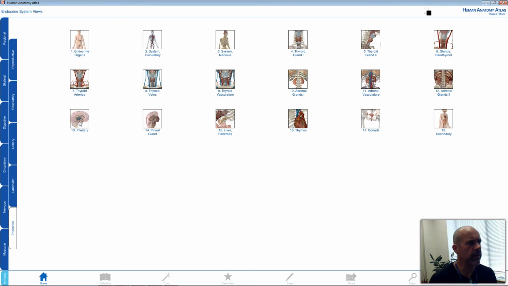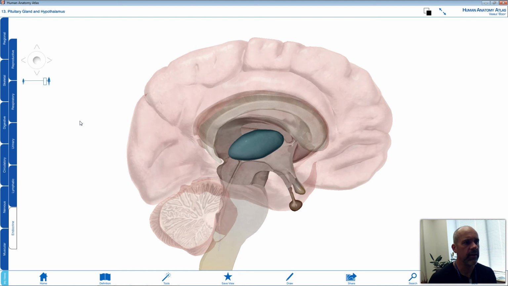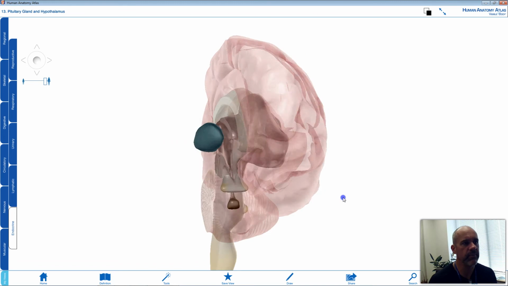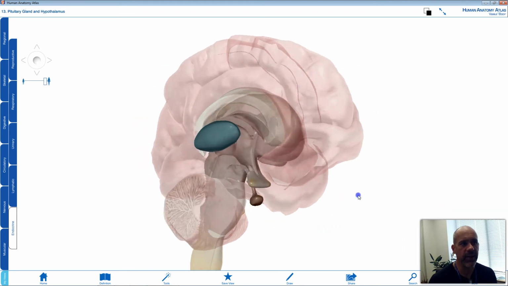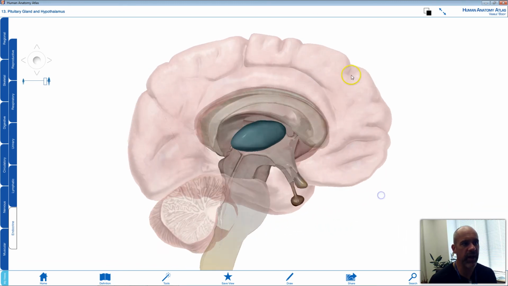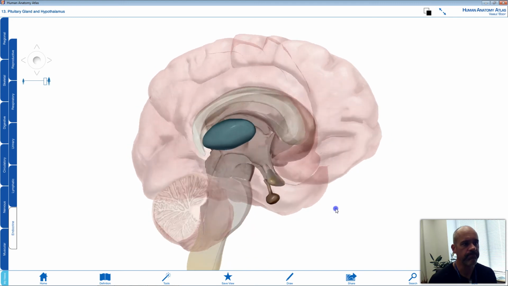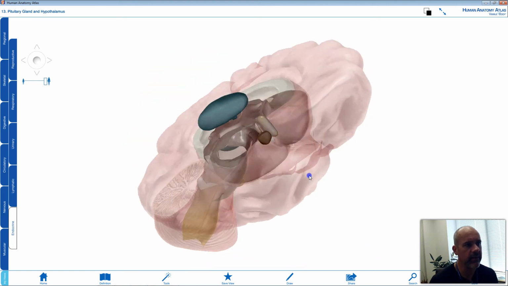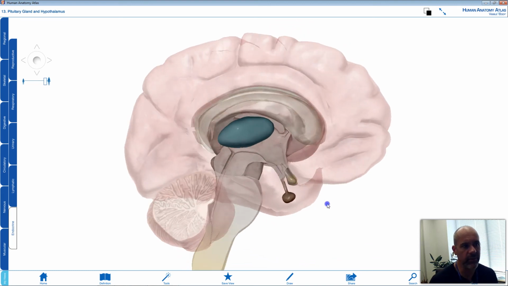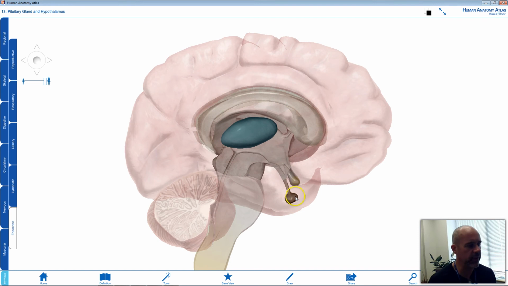All right, so let's take a look at the pituitary gland and the hypothalamus. Hopefully you're recognizing that this is the brain, and the brain is cut open. So it's cut in half. We have a sagittal section here through the brain. And so where is the hypothalamus and the pituitary? Now hopefully you've learned these before. Here's your pituitary gland right there.